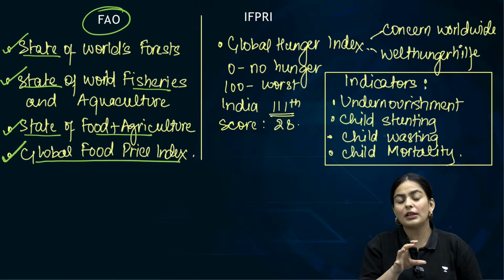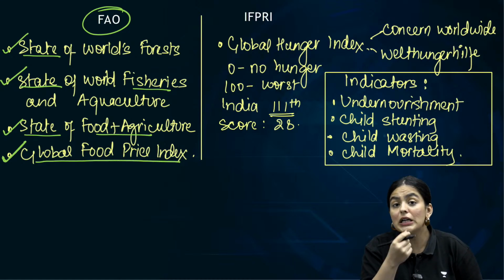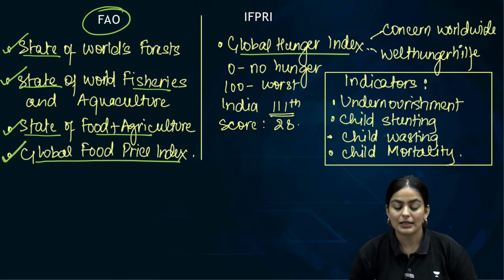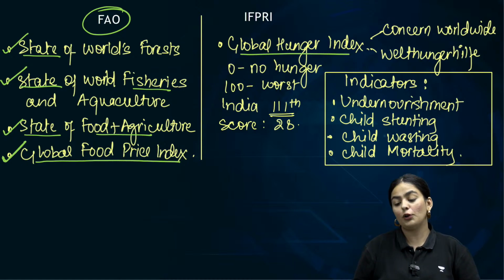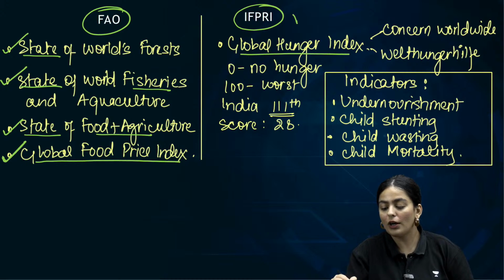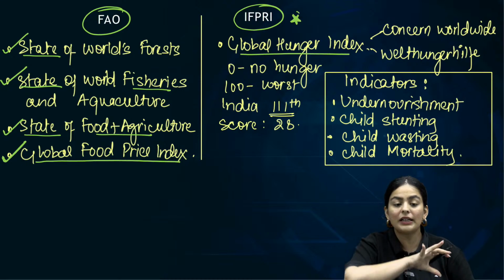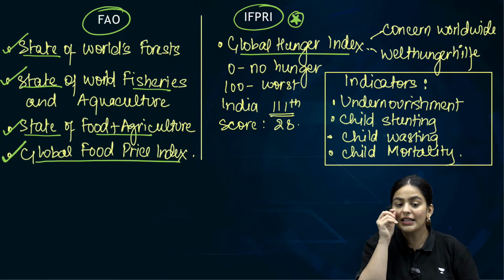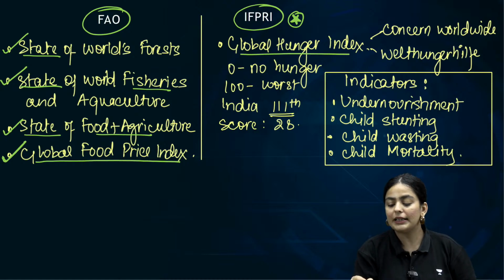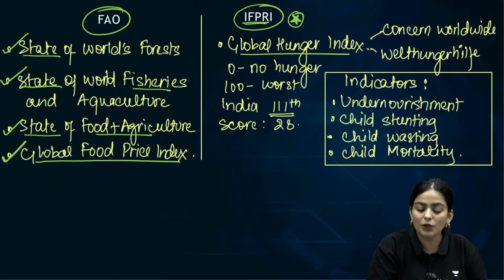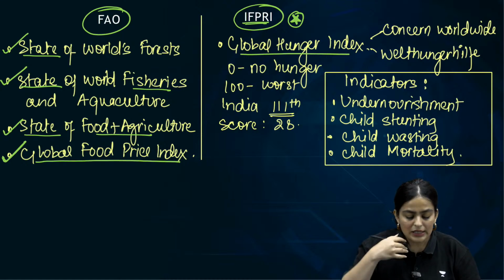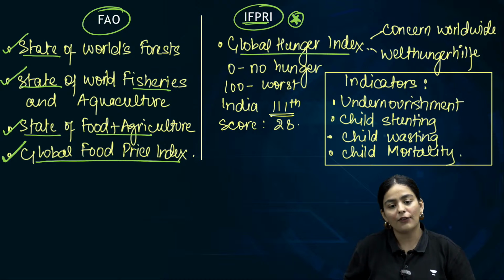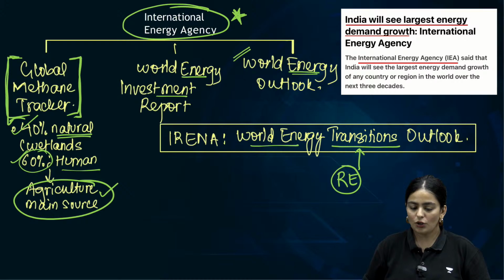But a very important area when it comes to food is hunger. So always remember, the Global Hunger Index is not released by FAO but by an institution called IFPRI. That is why I've put it right in front of FAO so that there is no confusion going forward. Whenever there is the word hunger, it is IFPRI. Whenever it says State of the World's Forests, State of World Fisheries, State of Food and Agriculture, Global Food Price Index, it is FAO. Clear about this? Yes.